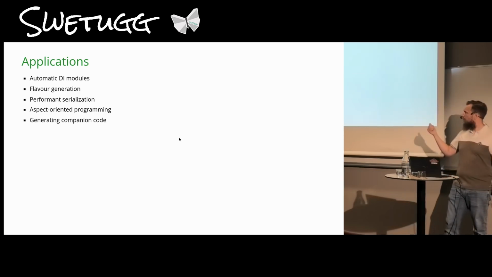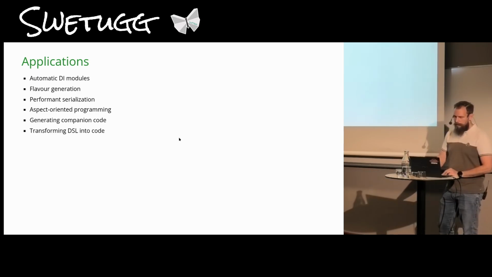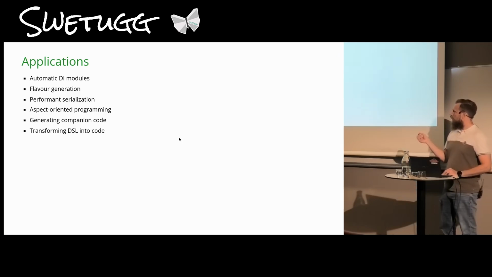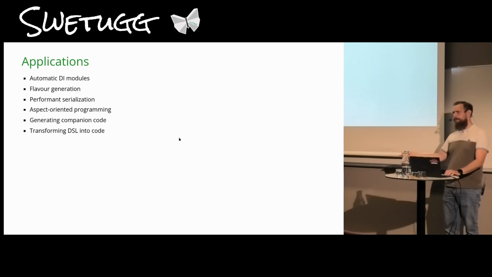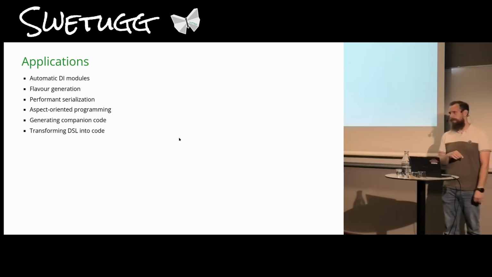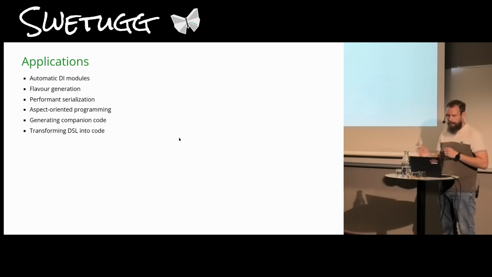You can generate companion code if you have a companion object to something. You can generate that based on the object you have or the class you have. And you can read a domain-specific language and generate that into code. We are looking towards doing that for domain-driven design at the moment at Factor 10. Trying to describe our domain model in a DSL and then just have the model generated for us. So we don't need to keep them in sync.